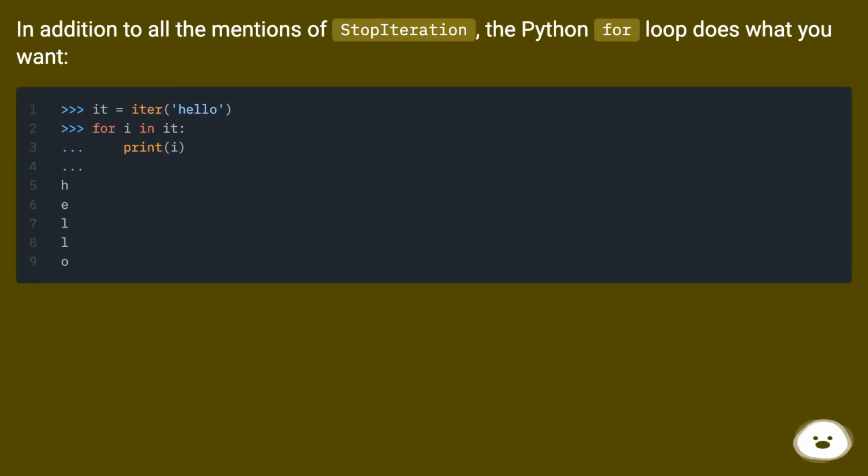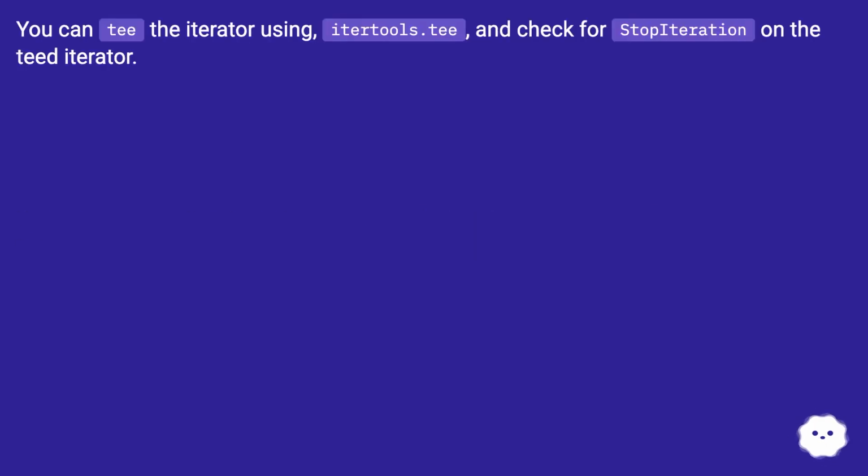In addition to all the mentions of StopIteration, the Python for loop does what you want. You can tee the iterator using itertools.tee and check for StopIteration on the teed iterator.